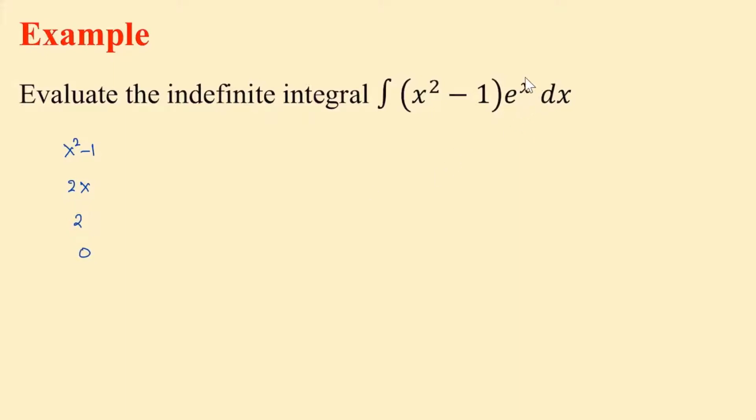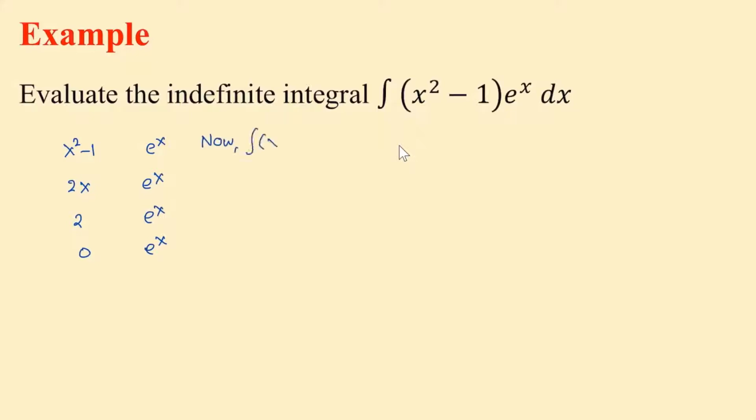And the second function we have here is the exponential function, e to the x. In the first function, we find the derivative continuously. Now for the second function, we have to find the integral continuously. So the integration of e to the x is e to the x. Again, integration of e to the x is e to the x. Again, integration of e to the x is e to the x. So once we do this, it is just a matter of writing the answer. Now, this is how we can write our answer.